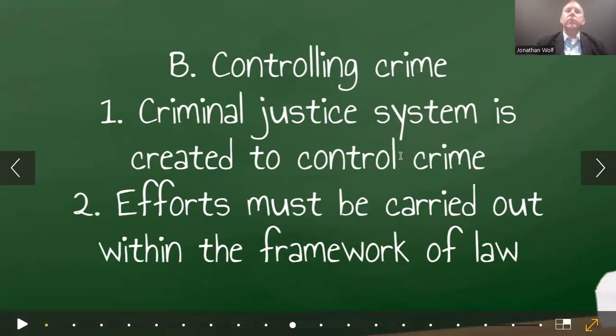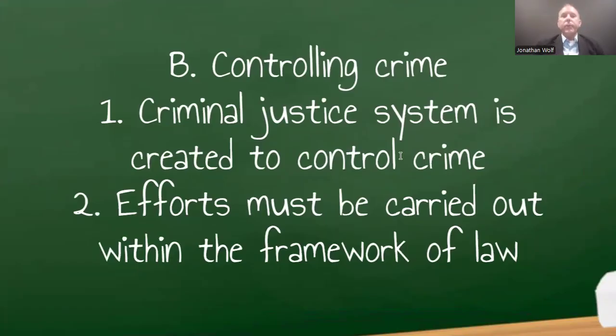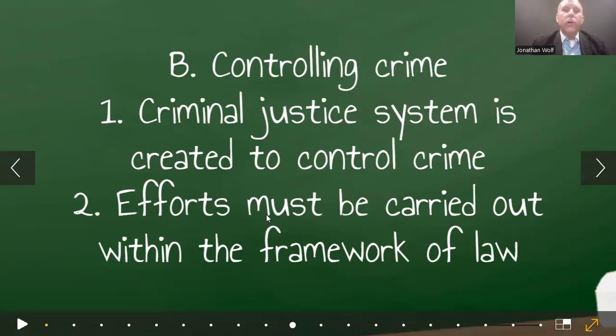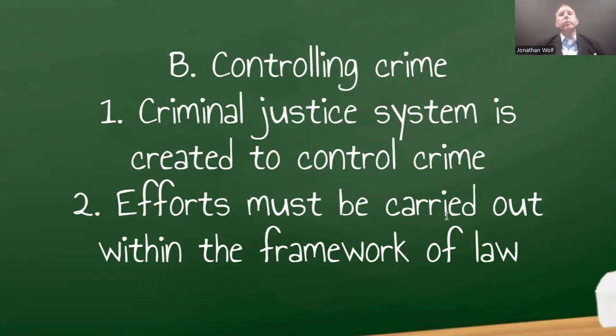Next thing, the criminal justice system is also designed to control crime. Number one here, it says the criminal justice system is created to control crime, and two, efforts must be carried out within the framework of the law. You may, if you are a criminal justice student, take the criminal procedure course. The criminal procedure course is all about how police officers, law enforcement, people in what we call a courtroom work group operate and do their job within the framework of the law.